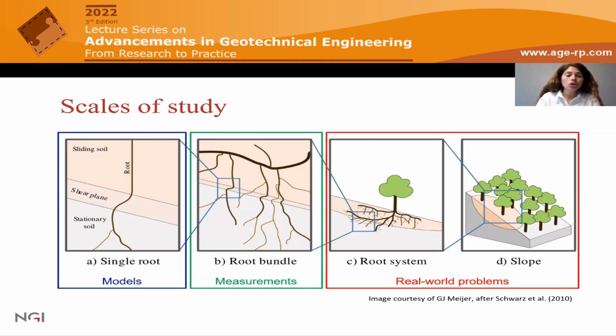And to simplify such a complex problem, we tend to isolate the effect of roots and try to study them at the single root level first. At the laboratory, for example, this allows us to model the behavior of the single root to try to find some laws. And when considering, for example, roots at bundle level, we can try to do some measurements and find patterns that can explain such behaviors.